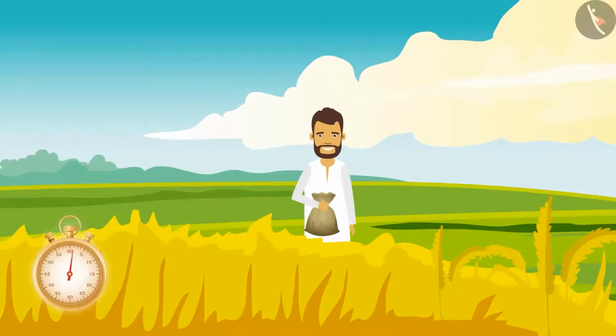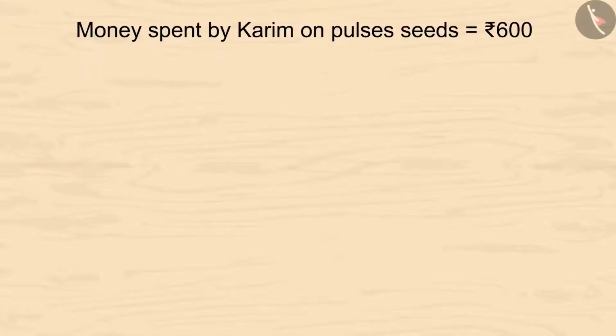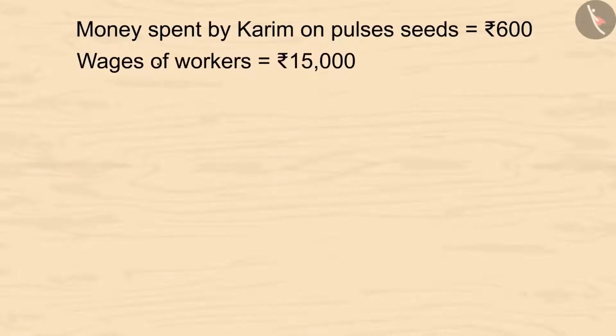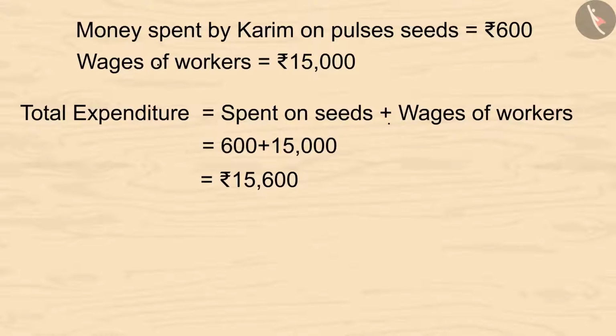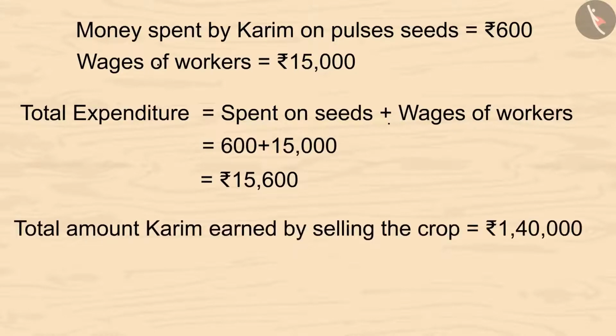Kids, you can pause the video and calculate it. He bought pulses seeds of 600 rupees. He gave 15,000 rupees to the workers. On adding both the amounts, we will get 15,600 rupees. Kareem got 1,40,000 rupees on selling the crop.